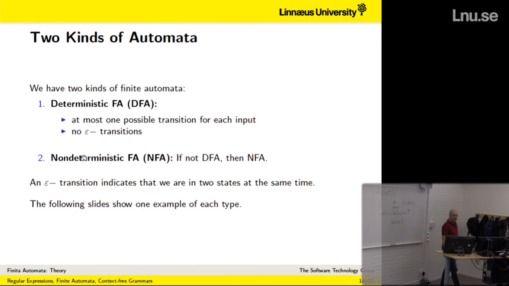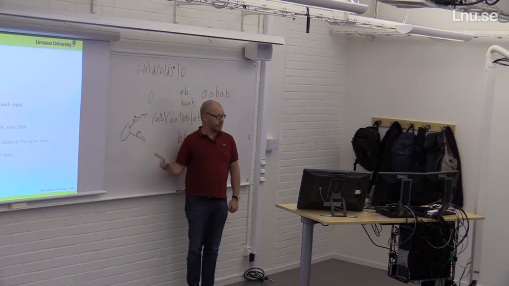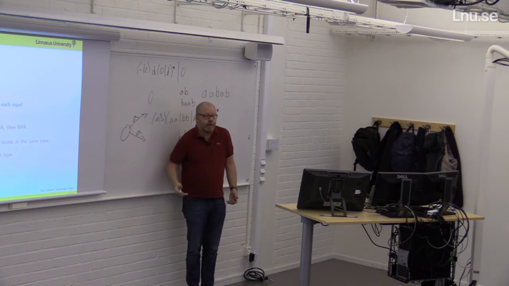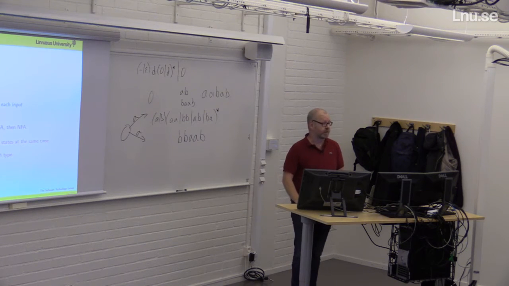We have two kinds of automata. We have the ones that we like. They are called deterministic finite automatas, DFA. They are the nice ones. At most one possible transition for each input. Then non-deterministic, not DFA. That means if you see a finite automata that looks like this, you are in one state, and when you see an A, you can go two ways. Then you still have a finite automata, but you have this type of guys.